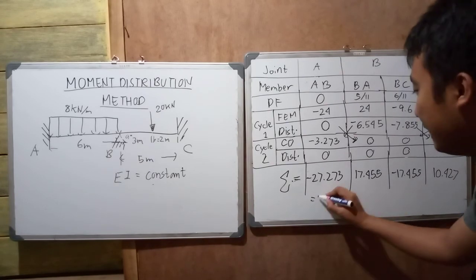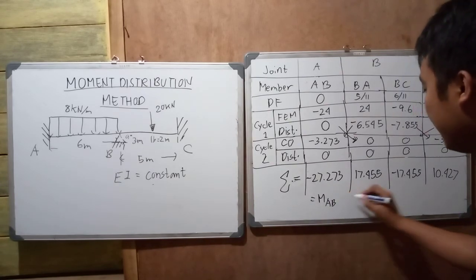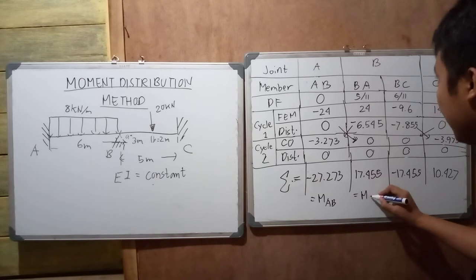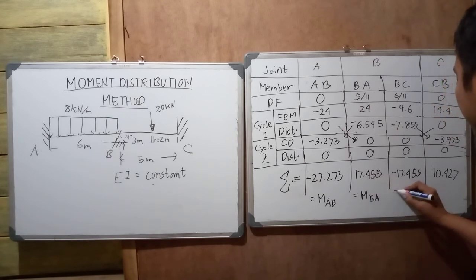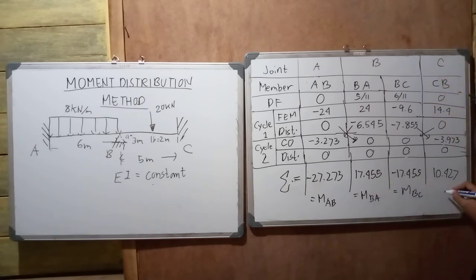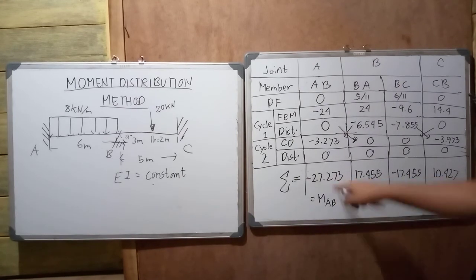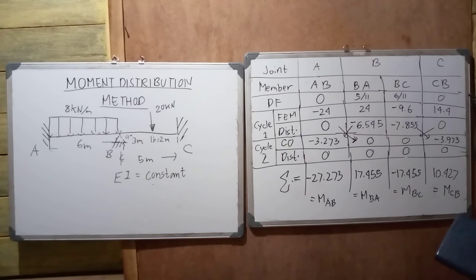Yan. So, yan yung mga moments natin. This is equivalent to moments at AB, equivalence to moments at BA, equivalence moment at BC, and this is the moment at CB. Okay? So, yan yung mga moments natin. Okay? So, maybe, okay? So, yan yung moment distribution method.